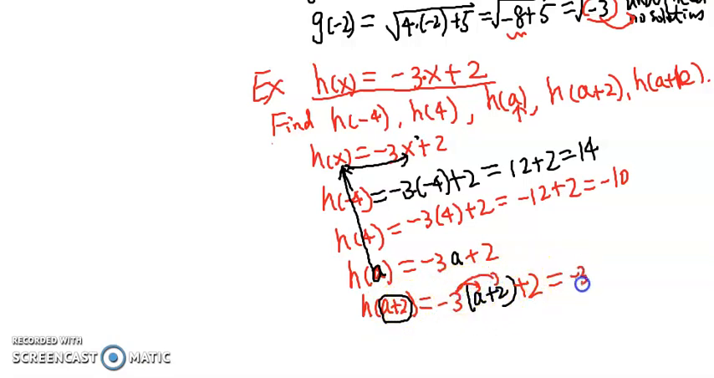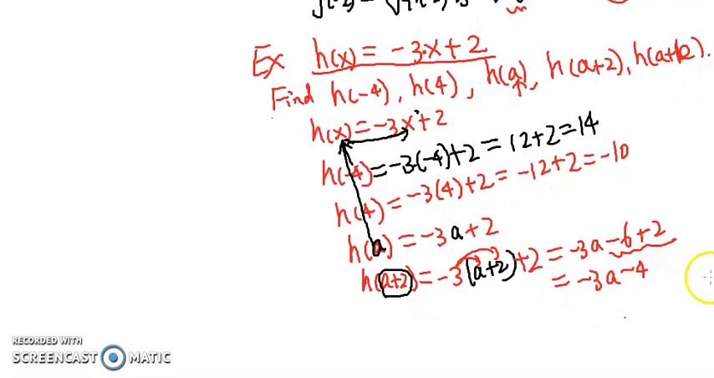Distribute. Negative 3 times A minus 6, because negative 3 times positive 2 is negative 6. But there's another plus 2. And the like terms we have are these two numbers. We combine them to get minus 4. And now we cannot simplify this any further because they are not like terms.